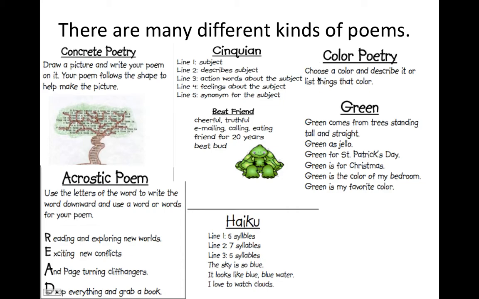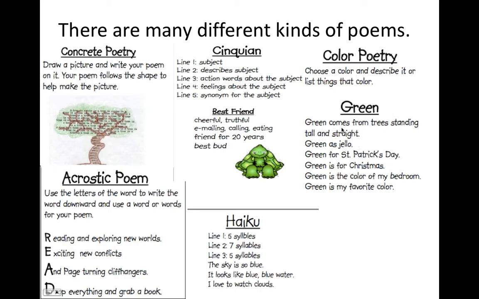This one over here is color poetry. So you choose a color and you describe it, or you list things that are that color, which is kind of what we're doing today with our rainbow poem. So you'll see a little more of that later. But this poem is an example of color poetry. It's called Green. And look what it says.